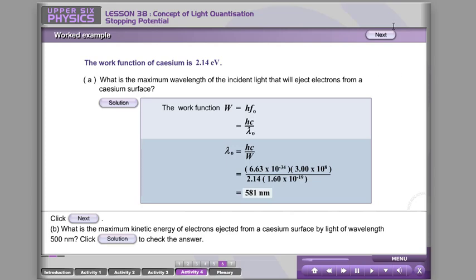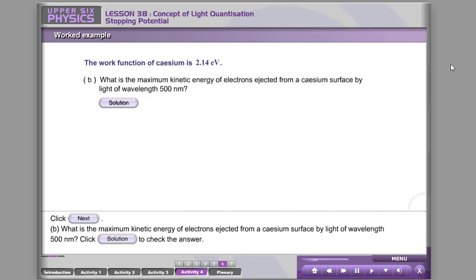Click the next button. B. What is the maximum kinetic energy of electrons ejected from a cesium surface by light of wavelength 500 nanometers? Click the solution button to check the answer.